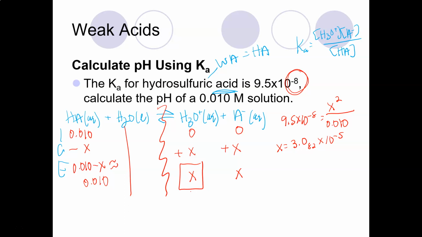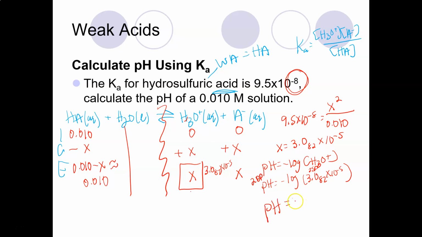The question wants us to solve for the pH. Well, the pH is the negative log of H3O plus. H3O plus is x, which is 3.082 times 10 to the -5th. This has 2 significant figures, so my answer should have 2 decimal places. So I'm going to grab my calculator, plug it in, and I end up with 4.51, 2 decimal places.